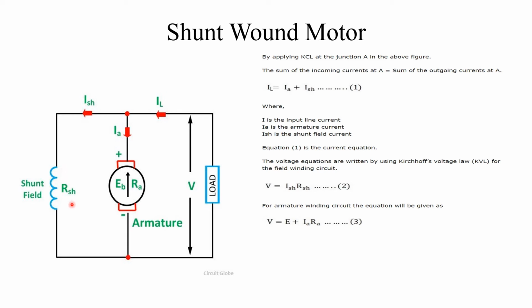If I apply KCL to this node, IL equals IA plus ISH. That is the total current here: load current equals armature current plus shunt current. And if I apply KVL to this path, again the same: V equals EB plus IA into RA plus V brush. Here V brush is a negligible amount, so I have skipped that V brush.